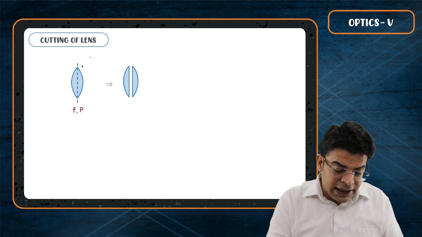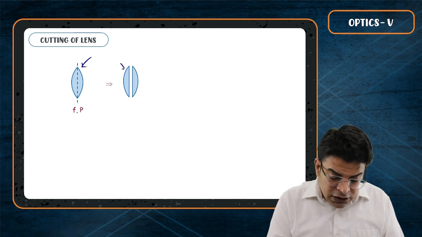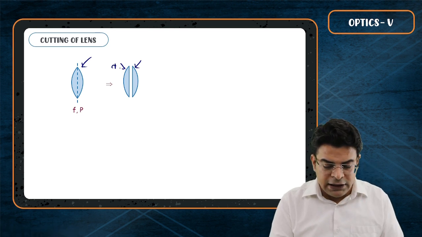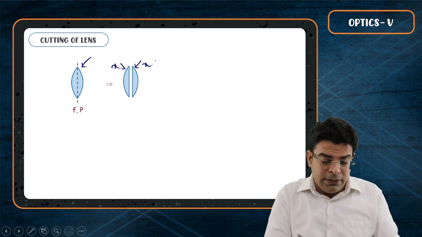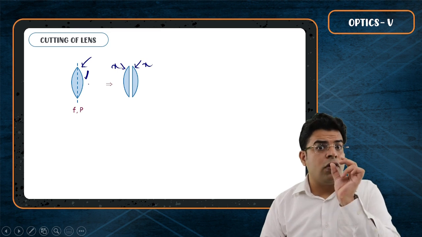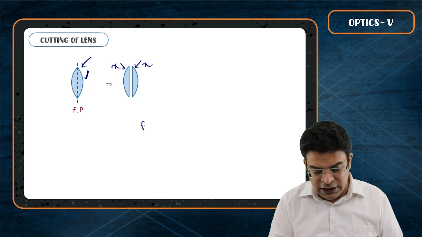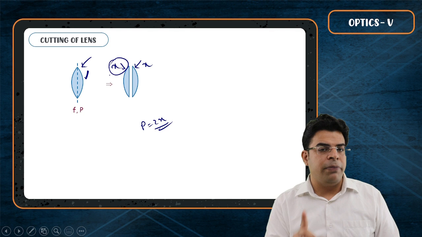Moreover, if this is an equiconvex lens, then due to symmetry, both the parts will have the same power. Let's say both the parts have power x and x. When placed in contact, their combined system becomes an equiconvex lens, and this equiconvex lens will have a power of x plus x, that will be 2x. So you can say that P equals 2x. So the power of one of the lenses has to be P by 2.